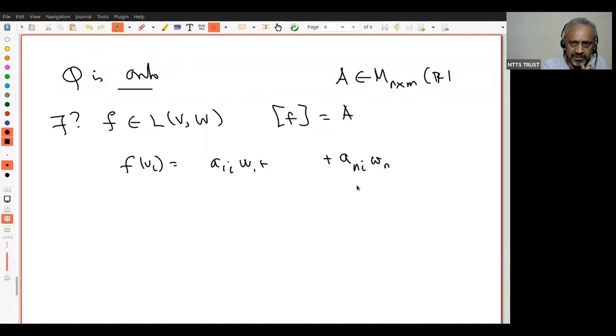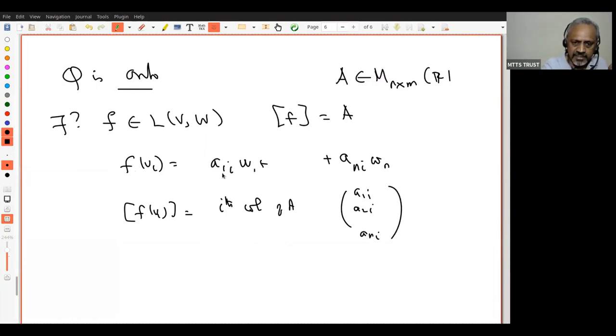Please understand, just you should think and then write. What do I want? The matrix of f should be A. But what is A? Ith column is going to be the image of f of vi, right? If such a map existed, the coordinate of f of vi must be ith column of A. What is ith column of A? A1i, A2i, Ani. But what does it actually represent? This represents f of vi, if I write it as a linear combination of w1 to wn, this is what I should get. So we define now.